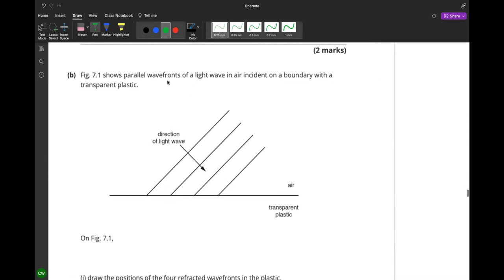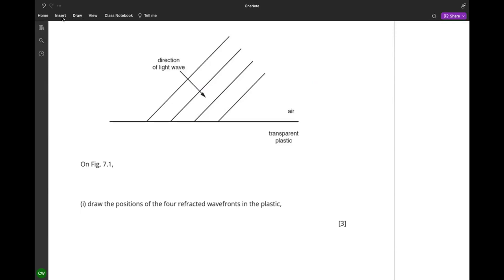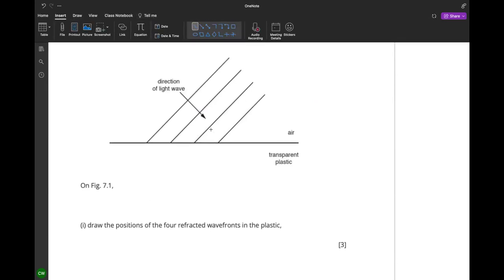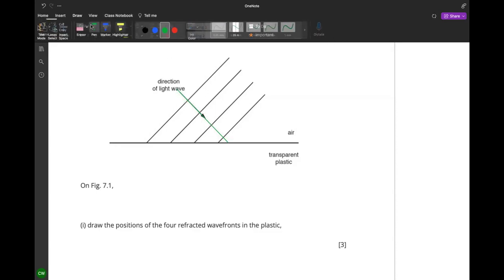Okay, next slide. This one is a parallel wave incident on this plastic, and then draw the reflecting ray. Do you know what to draw? First step, you have to extend this line until they meet on this one. Extend this one first. After that, you have to draw another line, the normal line. The normal line you have to base on this point. Draw that, dot, dot, dot. Okay, this is the normal line.